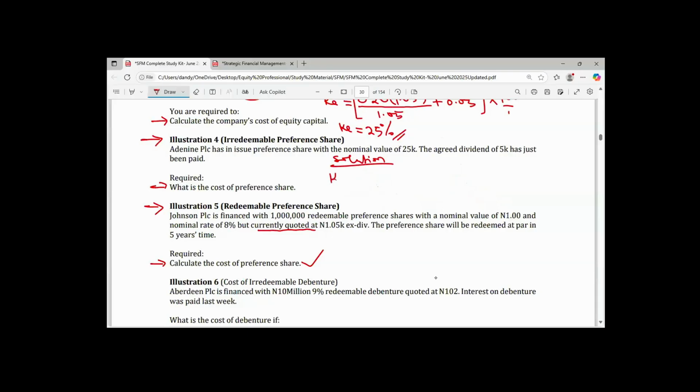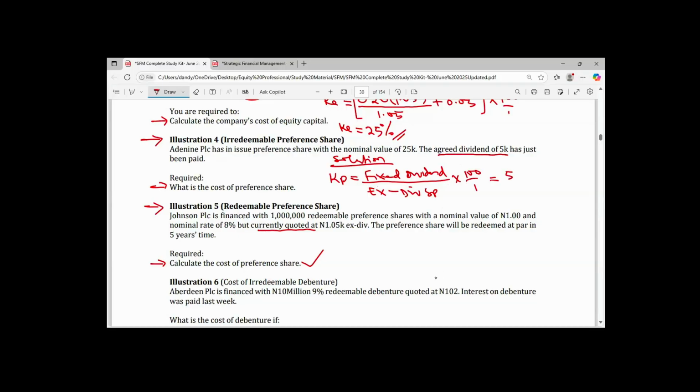Now, solution. So I would say Kp equals fixed dividend divided by ex-div share price multiplied by 100 over 1. Now, we need the fixed dividend. I will go back to the question. We are told that the agreed dividend of 5 kobo has just been paid. It means that the value of the preference share excludes dividend. So, of course, this will be 5.